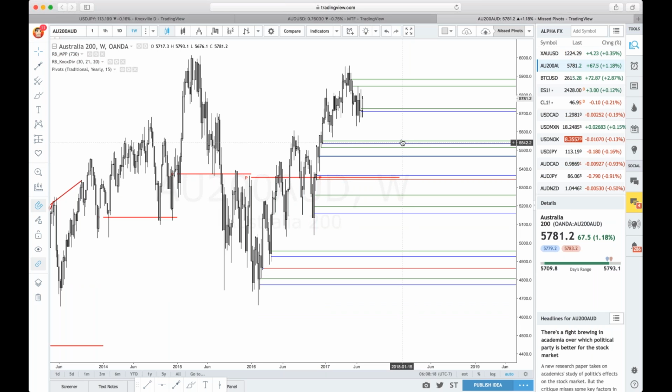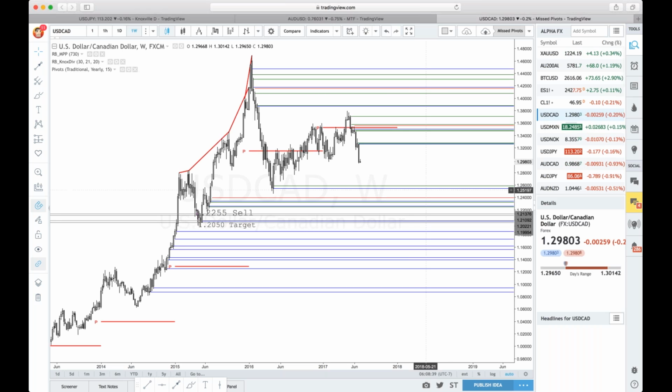This is the Australia 200. Missed pivots below. Not a lot of missed pivots above. Every bearish trend will begin with a couple of missed pivots above price and then a huge number of missed pivots below price. I mean, I'm not thrilled about that, but, you know, it's interesting.